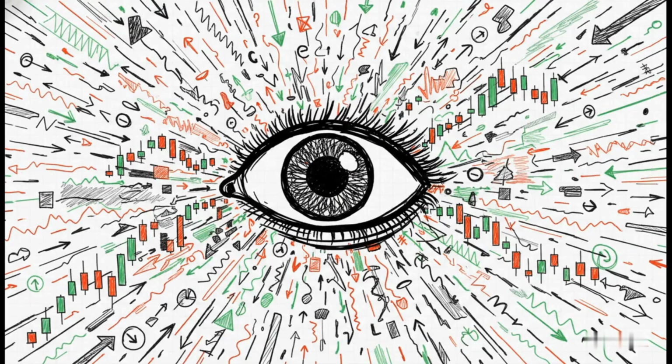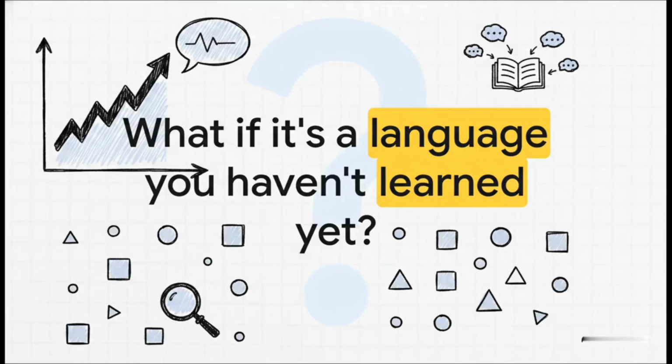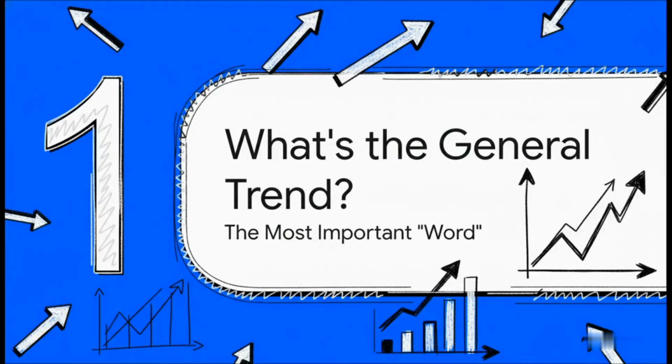Yeah, I get it. You look at something like this for the first time, and it just looks like total chaos, doesn't it? A crazy mess of lines, colors, and spikes. It's enough to make you want to just close the tab and walk away. But here's the thing. What if it's not chaos at all? What if it's just a language? A visual language that, once you learn a few key words and a little bit of grammar, starts to tell a really clear story.